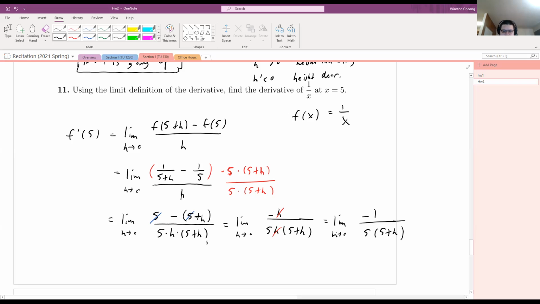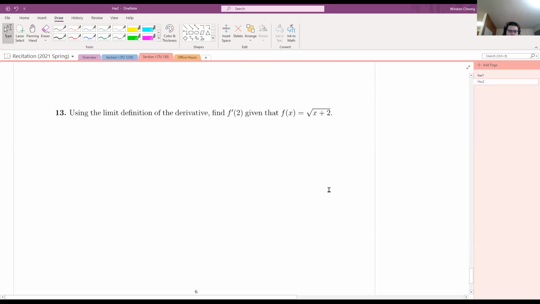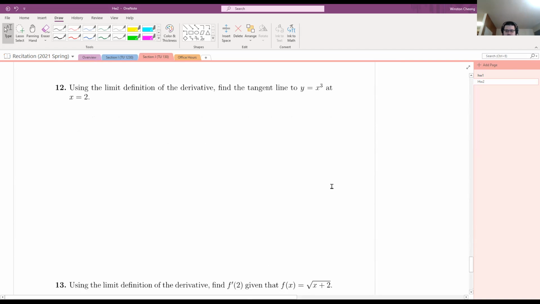Okay. And then lastly, we can take the limit, just plug in. So we get -1 over 25. And yep, that's the answer we expect. Good. Okay, so any questions on this problem? No? Okay. Then we have 2 more problems before we're done for the day.